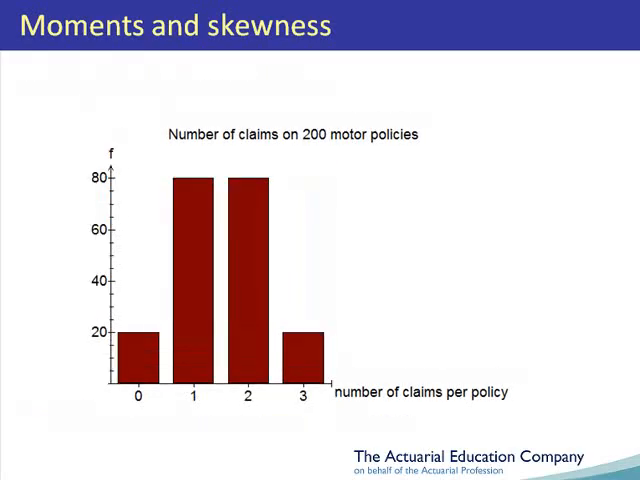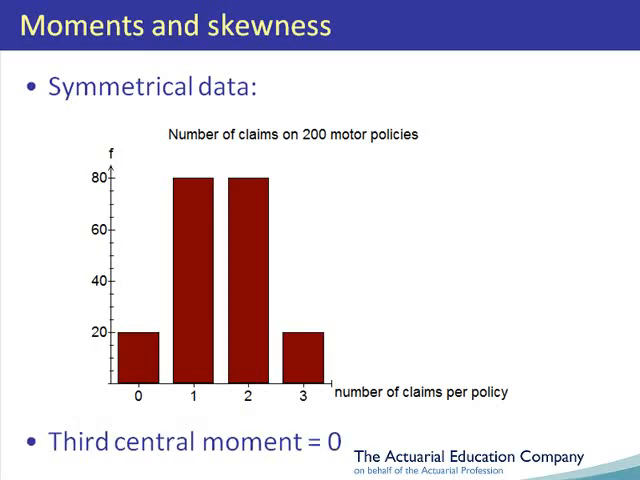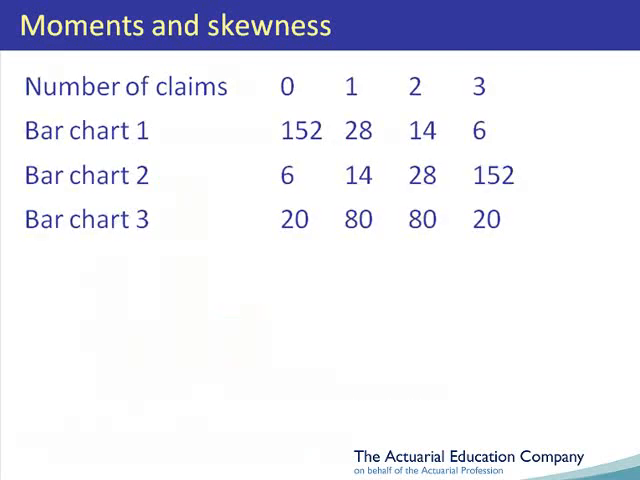In our third bar chart, the data is symmetrical. There are equal tails to the right and to the left. The value of the third central moment for these data is 0. Again, it is unlikely that motor claims data would conform to a distribution with this shape. You should check that you can carry out the calculations to confirm the figures given on the previous slides. To enable you to do this, the figures for the frequencies underlying the 3 bar charts are given here.